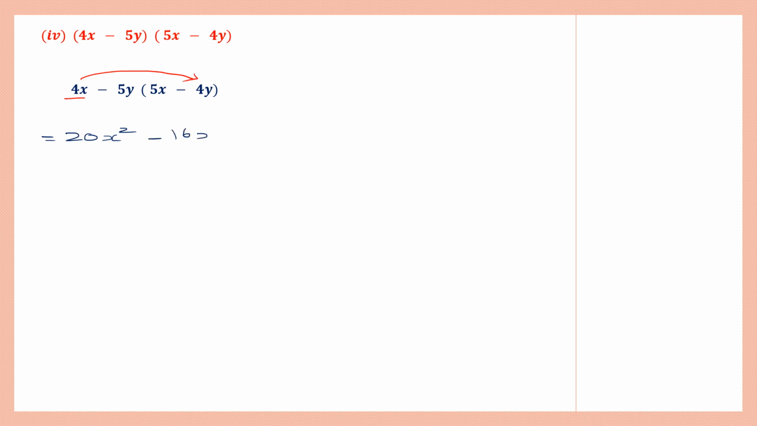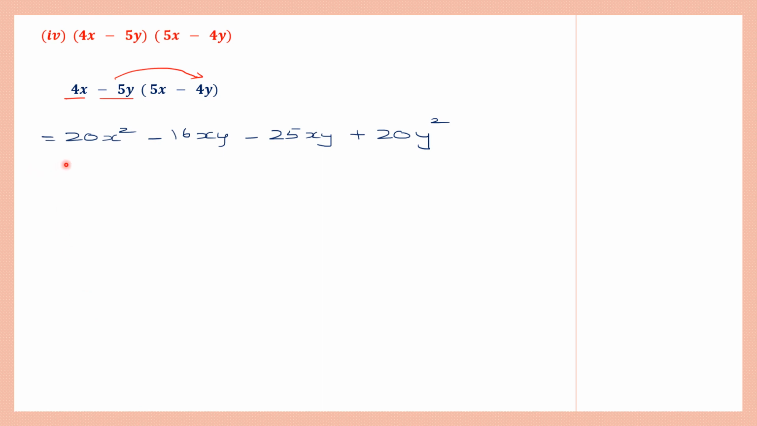X into y is xy. Then let's go on to the next one. We're going to multiply by minus 5y this time into 5x. So sign is minus. 5 5s are 25. Y into x is yx or xy. Then the next one is minus 5 into minus 5y into minus 4y. Minus into minus is plus. 5 4s are 20. Y into y is y square.